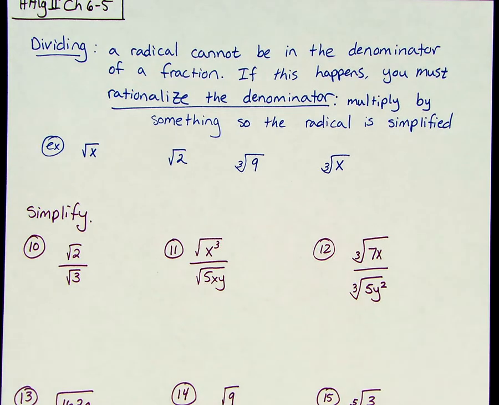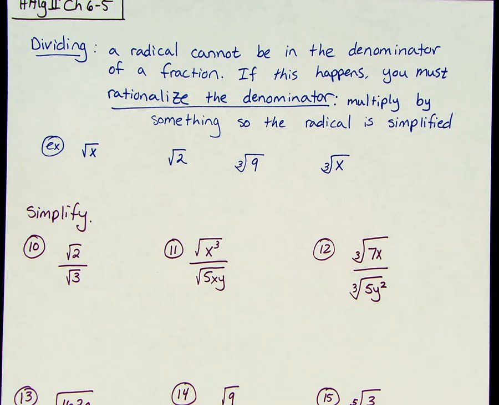All right, so to continue the lesson, we are going to be talking about dividing with radicals. A radical cannot be in the denominator of a fraction. So if this happens, we have to rationalize the denominator. And we do this by multiplying by something so the radical can be simplified. Just to start with, as a way to practice what to pick to multiply, we have some examples.